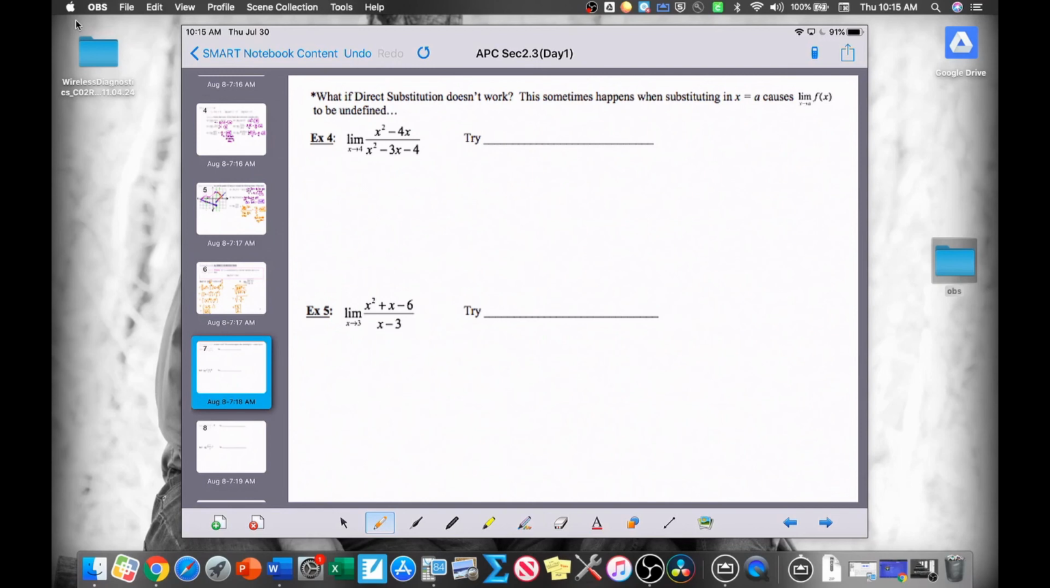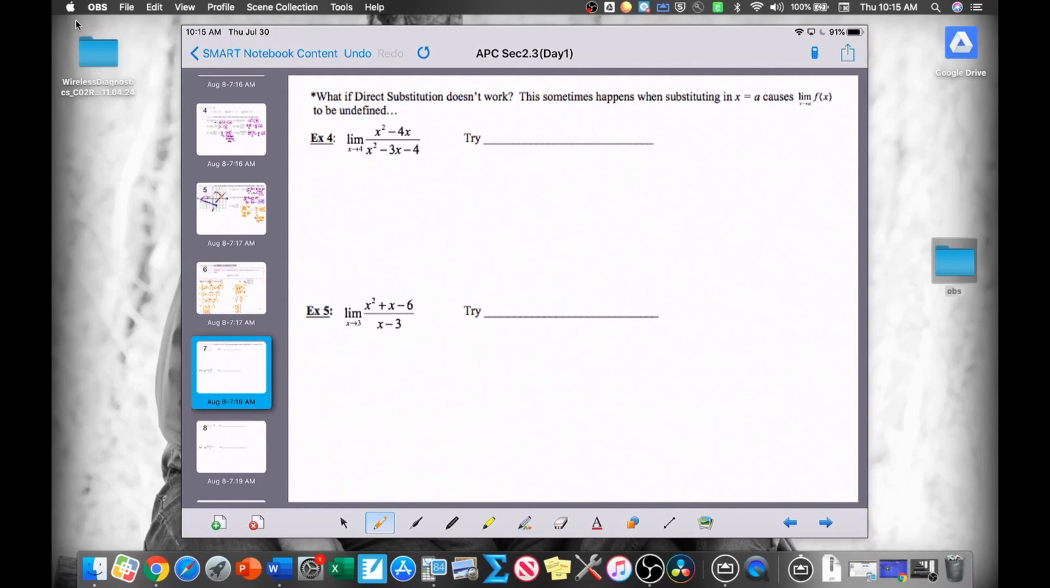Either you have 0 on the bottom or you have 0 on the top and the bottom. And basically, that's just an indication that you need to do more work, okay? 0 on the bottom or 0 over 0 does not mean an answer of 0. It just means you need to do more work. Let's take a look at example number 4.